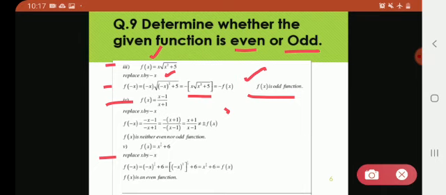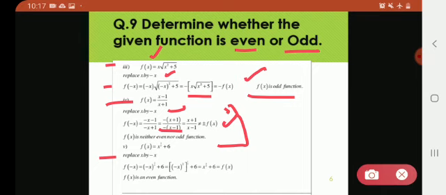Similarly, look at the next example. In this question, you replaced x with minus x over here. You have done nothing, just replaced it. Check this out. Your f of x was x minus 1 divided by x plus 1, but here you got minus of bracket x plus 1 divided by minus of bracket x minus 1, which is neither equal to f of x nor minus f of x. So you will say not equal to plus minus f of x. So this is neither even nor odd function.